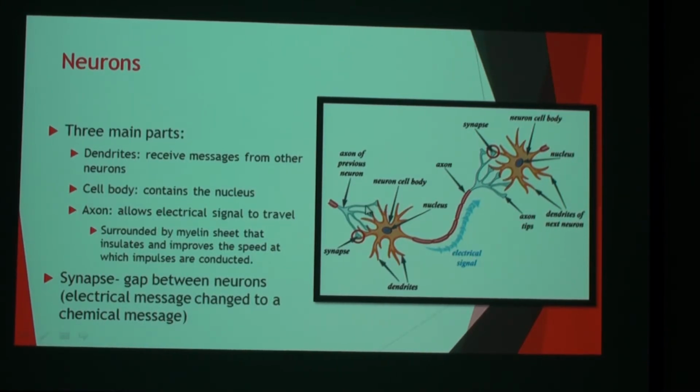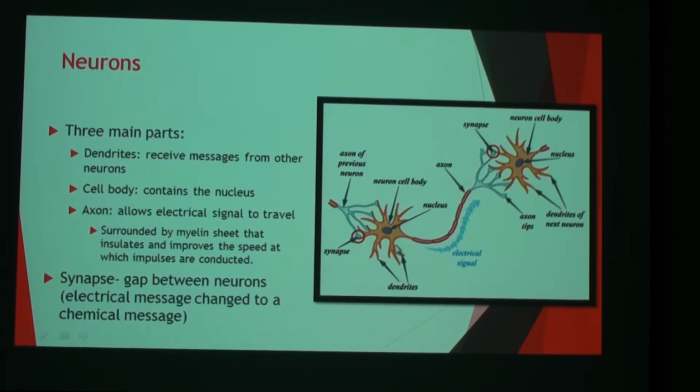Here we have a picture of what a neuron looks like. One neuron is right here. It starts in the orange and then goes to the blue. This will be another neuron, and this will be another neuron. There are three main parts to a neuron. First we have the dendrites, which are these branch-like structures that we see right here in orange. The dendrites are what receive messages from other neurons.